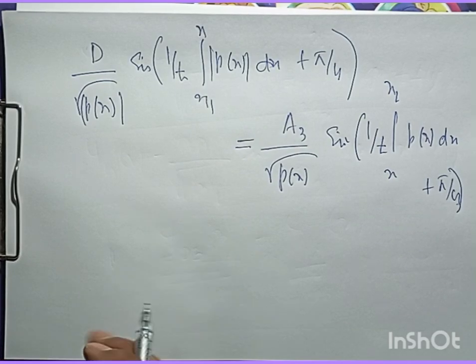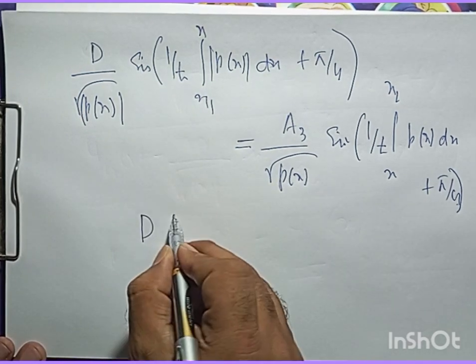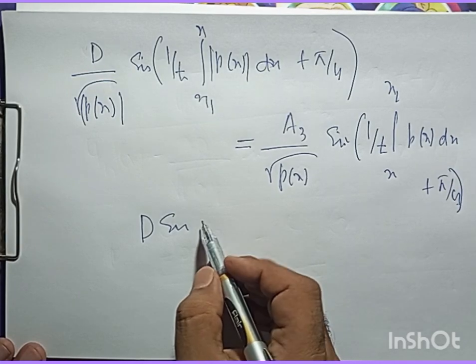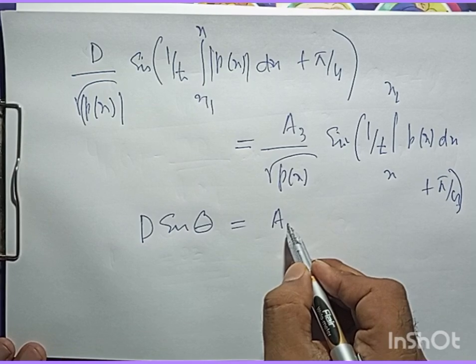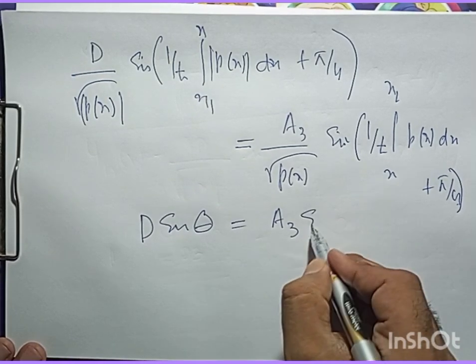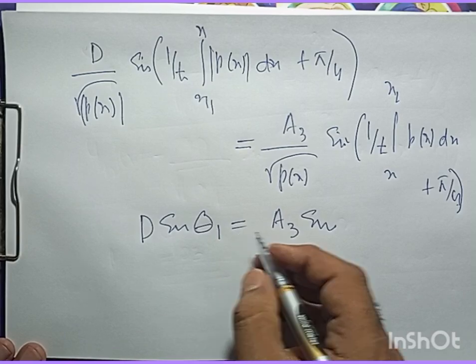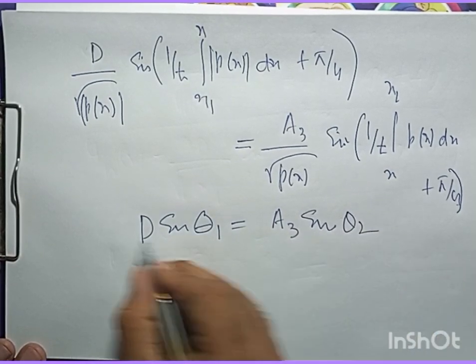Now we can see that this is an equation of the form d sine theta 1 equals a3 sine theta 2.